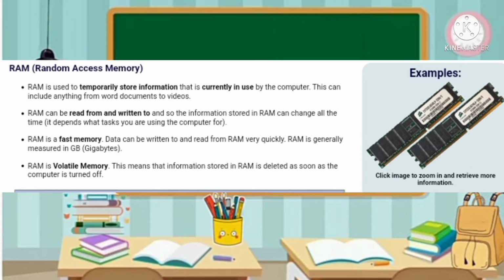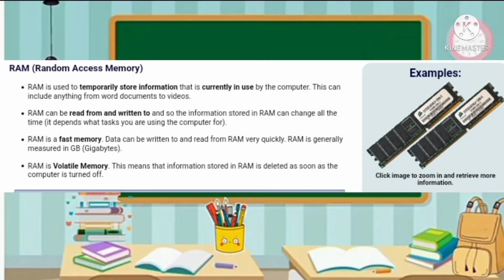RAM, Random Access Memory. RAM is used to temporarily store information that is currently in use by the computer. This can include anything from Word documents to videos. RAM can be read from and written to, and so the information stored in RAM can change all the time. It depends what task you are using the computer for.